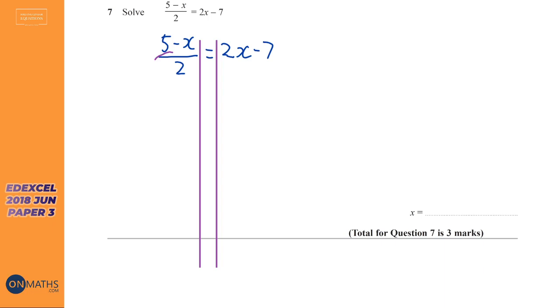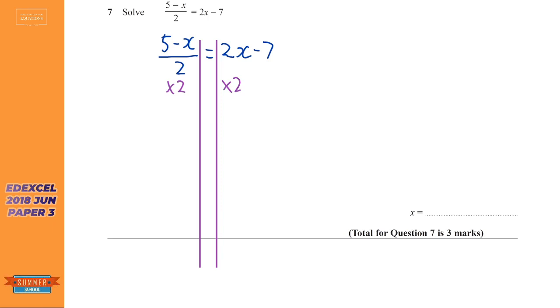Now we need to get rid of this over 2, but we have to figure out what over 2 means. Well, it means divided by 2. So what we want to do is times that by 2 to get rid of that over 2. But we have to do the same on the right hand side.